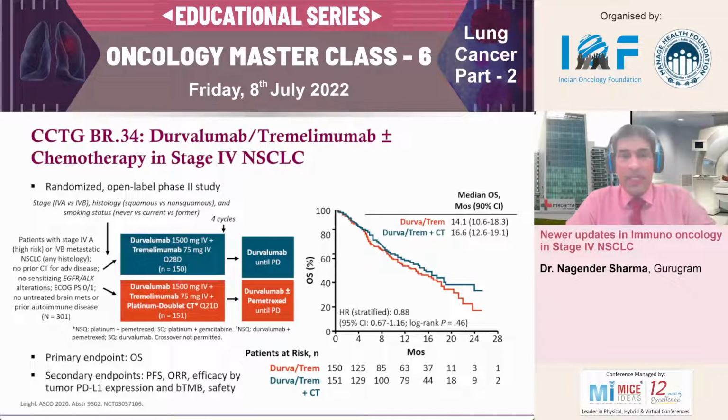The primary endpoint was overall survival. This is a phase 2 study. Primary endpoint was overall survival, and it has shown that overall survival was better in those patients who have been exposed to durvalumab and chemotherapy. It is 16.6 months versus 14.1 months in median overall survival. Hazard ratio 0.88. Although it is a phase 2 trial, it has to be checked in phase 3 before it comes to practice.